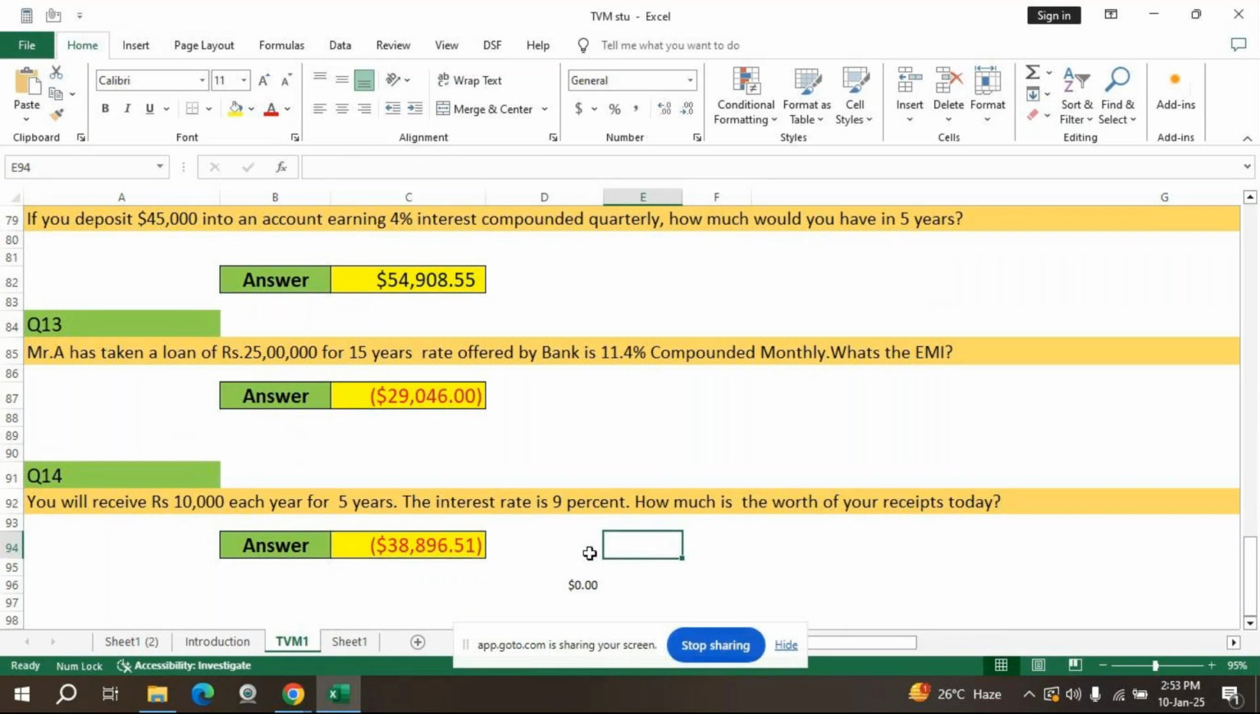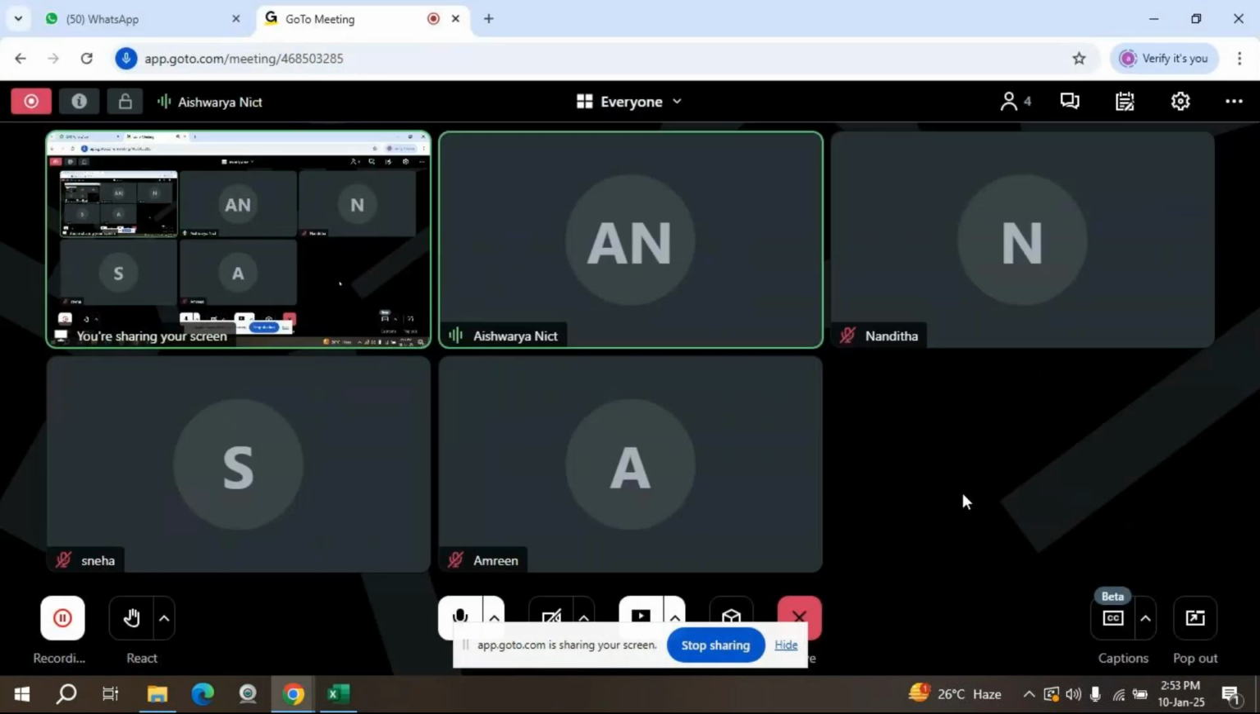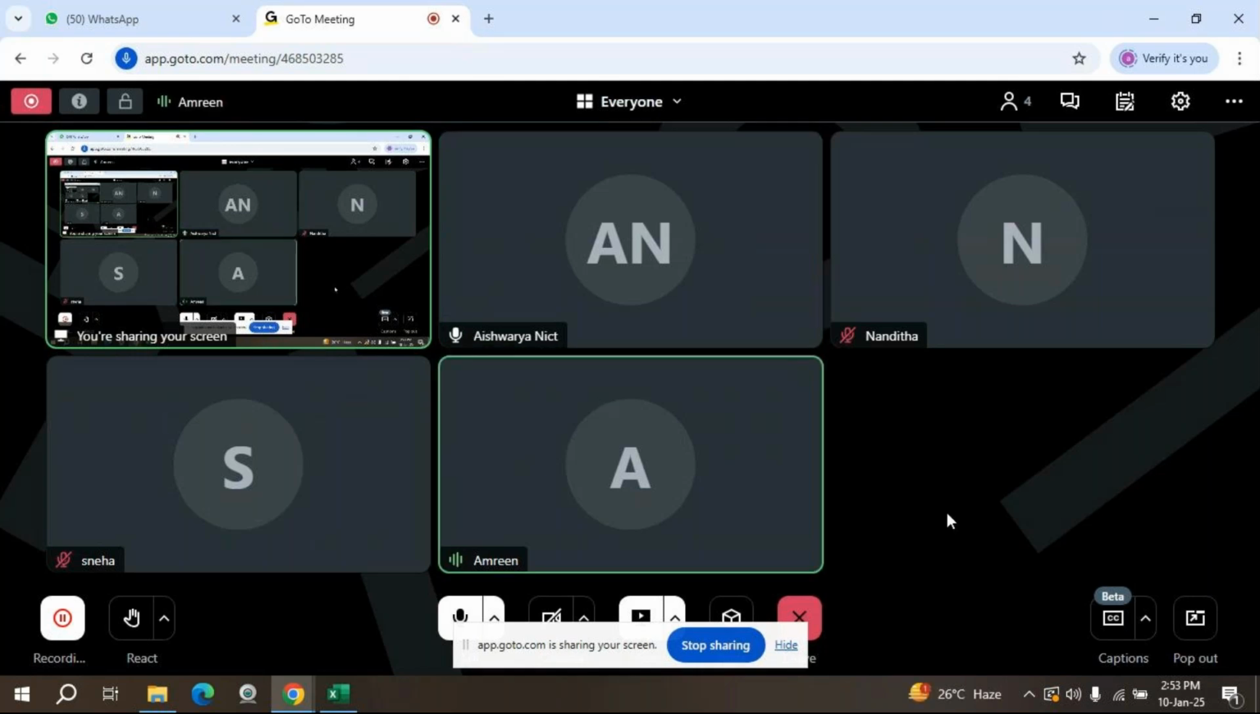Understood, guys? Till here, any doubts? No doubts in this? No, ma'am. Okay, fine then. I have shared the file with you. So you just practice and go through all these things. If you have any doubts, we will clarify that in the next class. Okay? Okay, ma'am. Okay then.